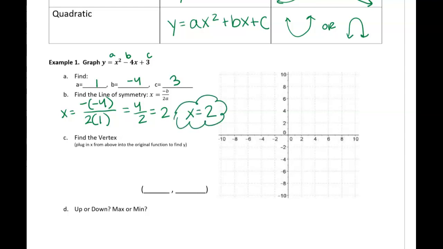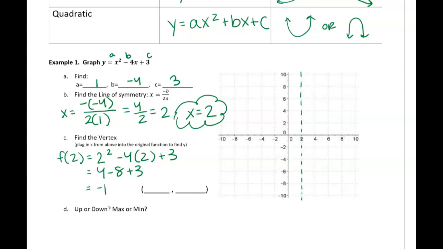You don't always have to draw it, but if we did, it would look like this. And this always is the vertical line of symmetry for our parabola. Now to find the vertex, we're going to plug our 2, because our vertex is going to be somewhere along that vertical line, into our initial equation. So f of 2 is 2 squared minus 4 times 2 plus 3. 4 minus 8 plus 3, which is negative 4 plus 3, or negative 1. So our vertex is 2, negative 1.